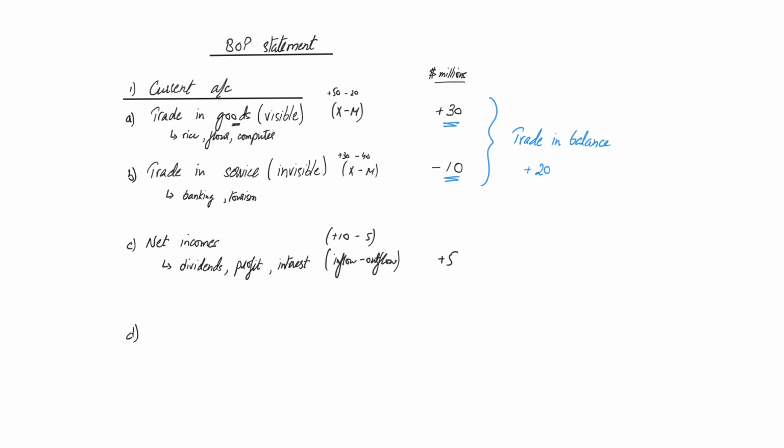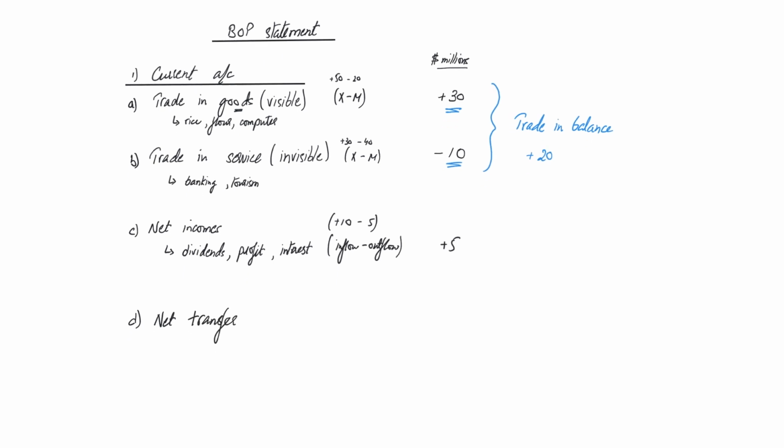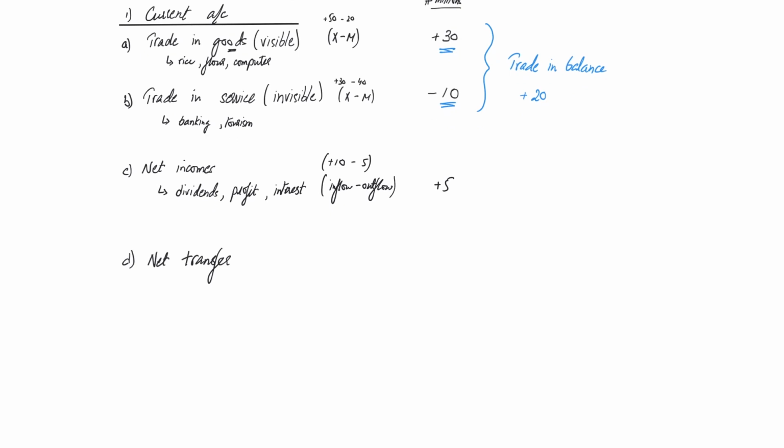And the D1 is net transfers. Now, net transfers is that free money. Okay, you haven't earned it, you're getting it for free. There's no output that was produced. So for example, if an individual decides to send a gift, or an organization decides to send charity, or the government decides to give us aid, all of this is free money basically coming into the country.